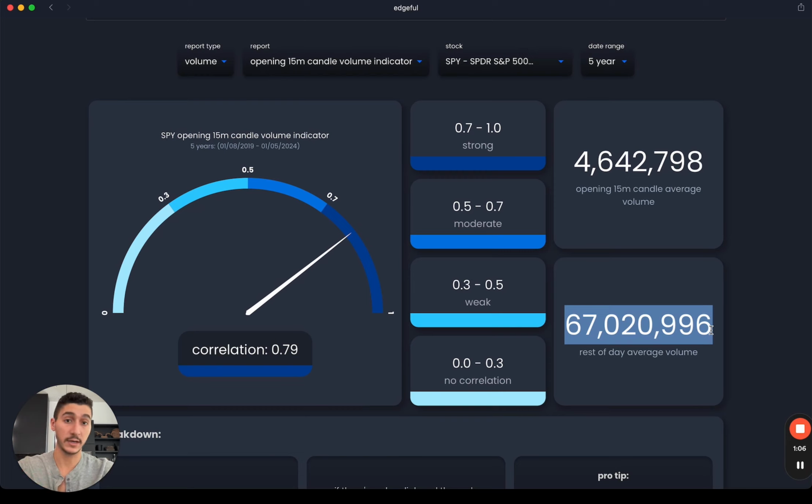And the same is the opposite. So if today had 3 million in volume in the first 15 minutes, you can expect the rest of the day to have much lower volume as well, because the correlation is very high.